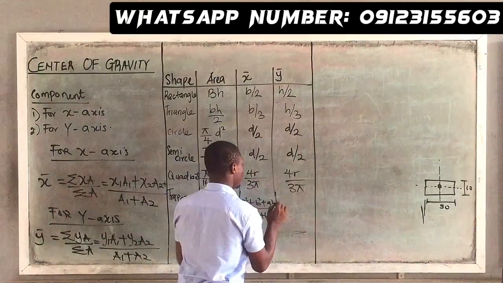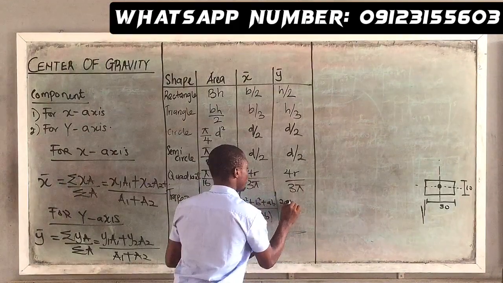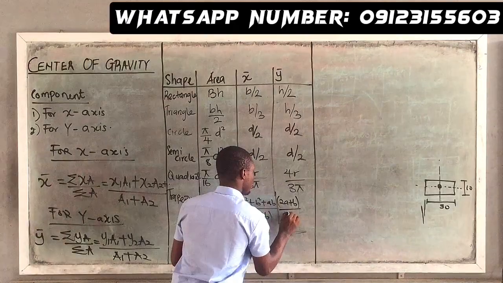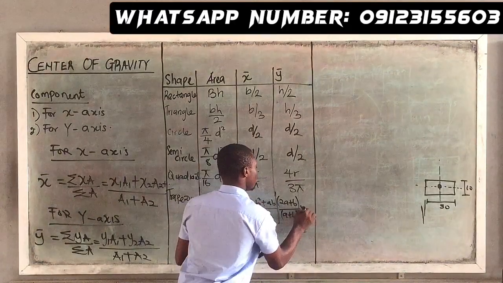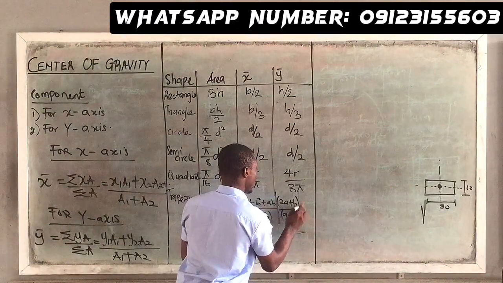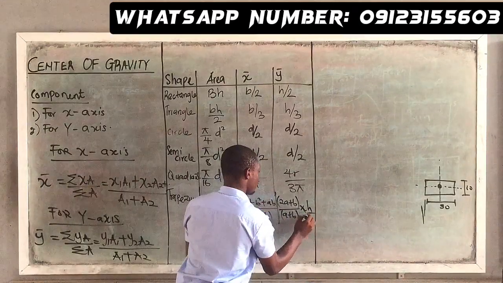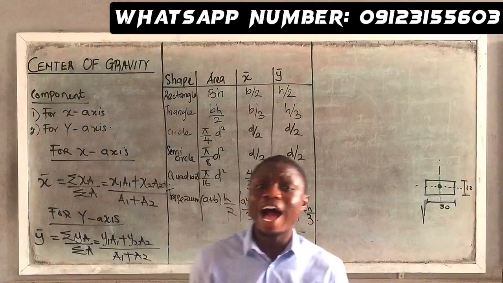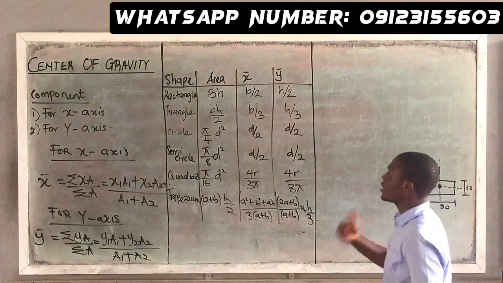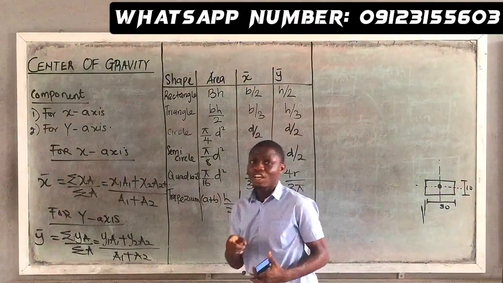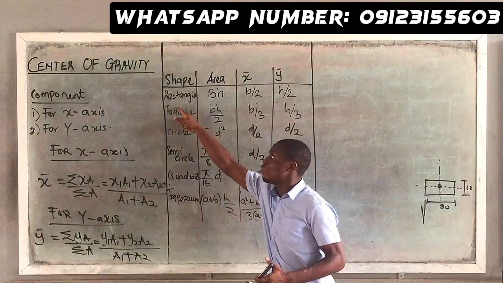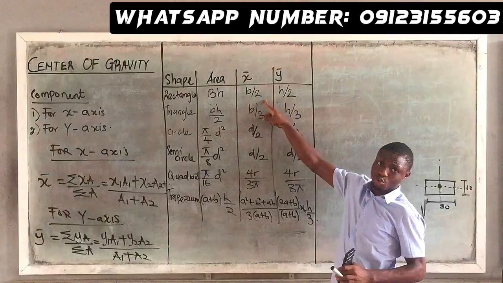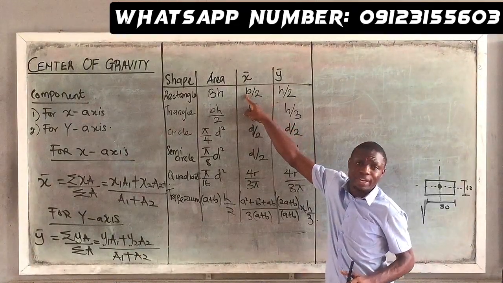Please note this table, please. Very important, please. Plus b all over a plus b. Next up, times x h over 3. Alright, this table actually shows the center of gravity for each figure. If I'm given a rectangular figure, the center of gravity for x-axis becomes b over 2. What's b? It is called breadth.